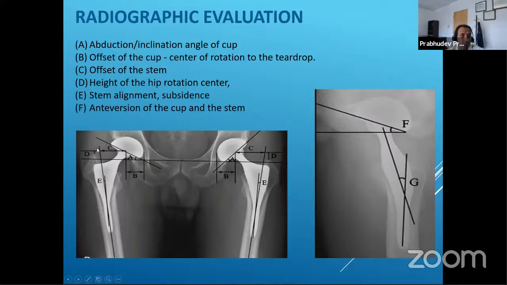And then we should look for the stem alignment and any subsidence. Anteversion of the cup can be measured with a good quality cross-table lateral view. It can give a good idea about the anteversion of the stem also.